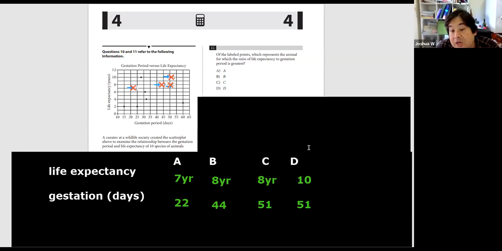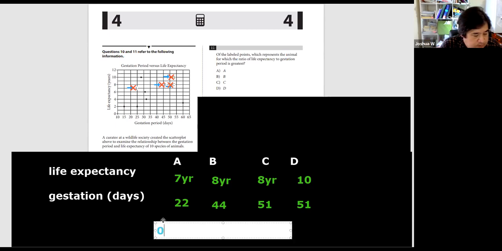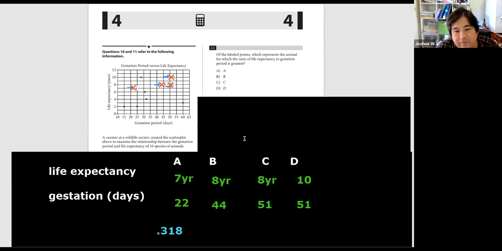Okay, so you need to take your calculator and find which ratio is best. So 7 divided by 22, for example, is 0.318. It's not a very high ratio. And what about for B?